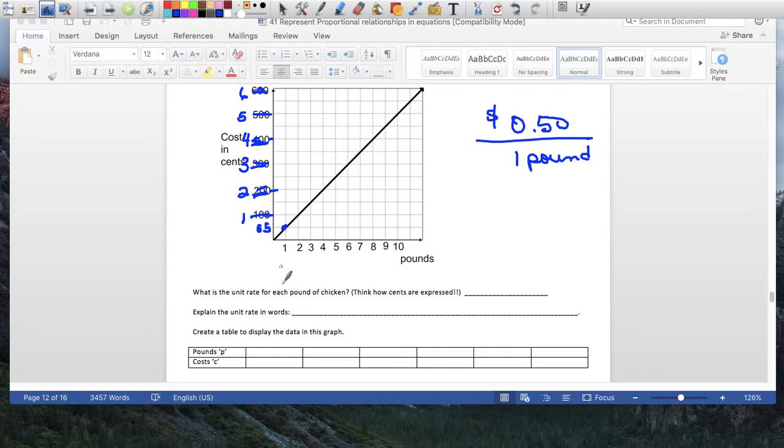Create the table. So if we create a table, we can write pounds, 1, 2, 3, 4, 5, 6 pounds, and we can find the cost. For 1 pound it is 0.5, 50 cents. 2 pounds would be $1. 3 pounds would be $1.50, then $2, $2.50, and $3. And that's how my table would be done.